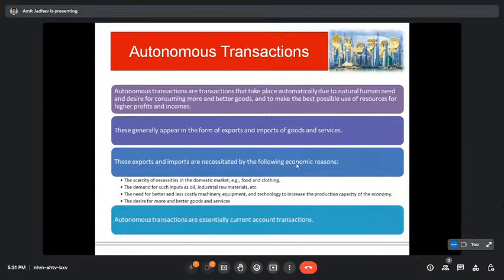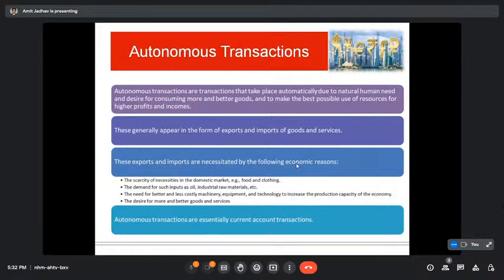Next, we have the demand for inputs such as oil and industrial raw materials, because these inputs are quite important for development and progress. Oil and industrial raw materials we are getting from outsiders. If we do not try to get such commodities from outside, that will have an adverse impact on development.